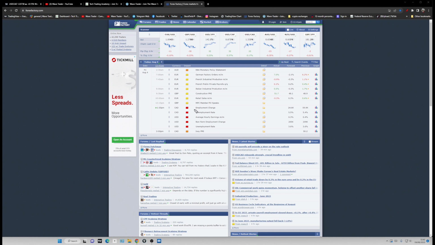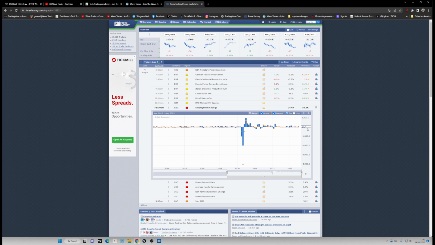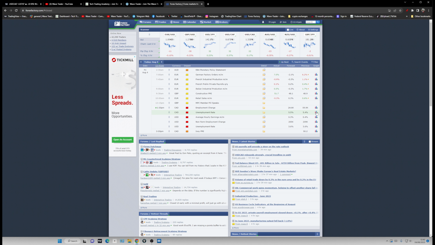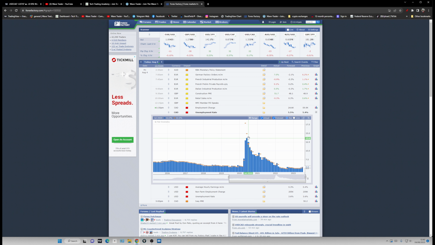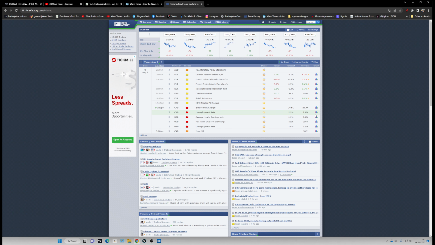So let's move on to the calendar. We are having labor data which is going to be released on both. On CAD, let's just look at the trend. The trend is falling, and unemployment is just slightly ticking up. Again, that's what Bank of Canada wants. They want unemployment to tick higher so that the inflation can come down.